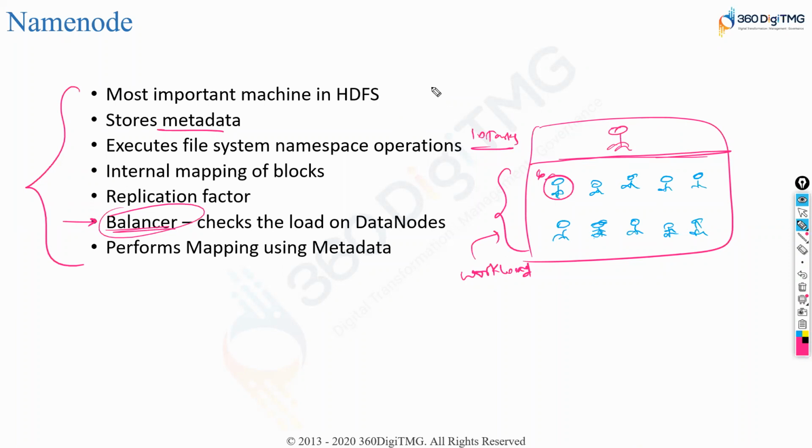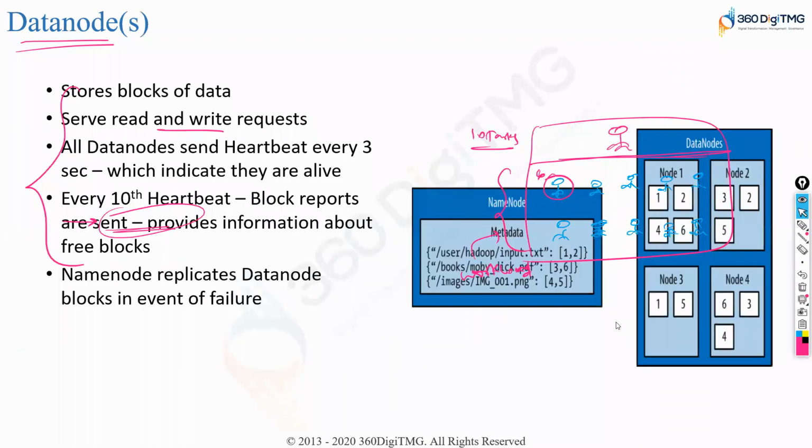Managers do not work. They only manage, right? Same concept here. Name node does not work on the client data or client requirements. It manages other nodes to make sure that the client requirements are completed, right? And data nodes actually work on your client data. Okay, so that's your data nodes. This is your data nodes.